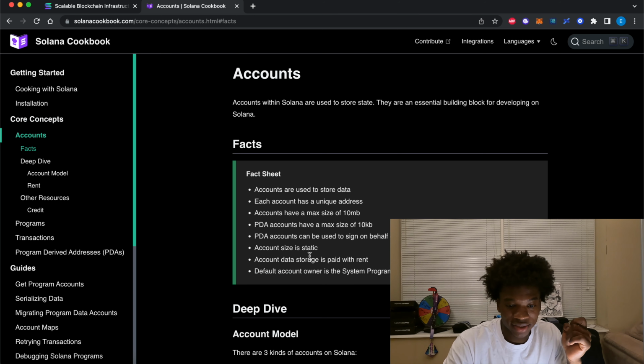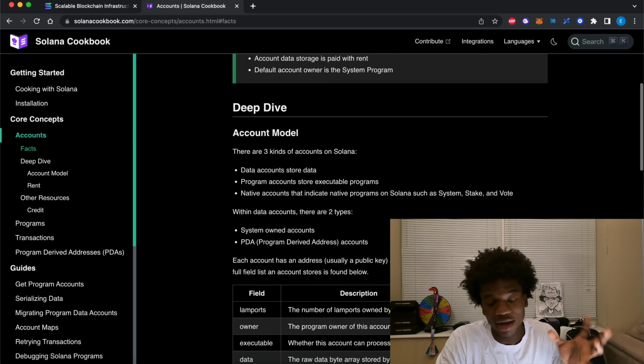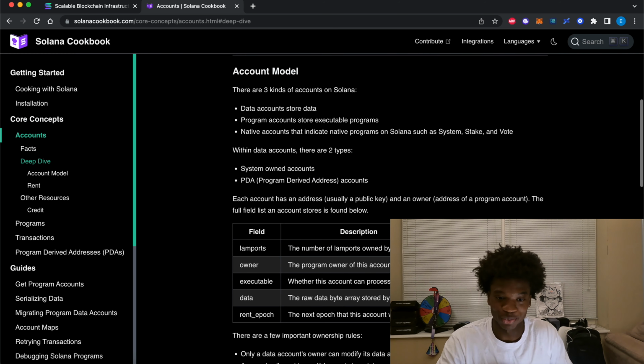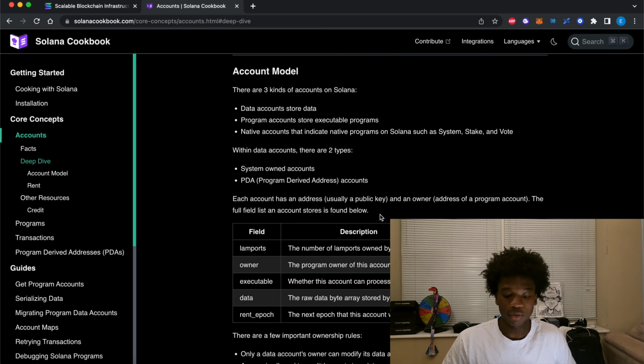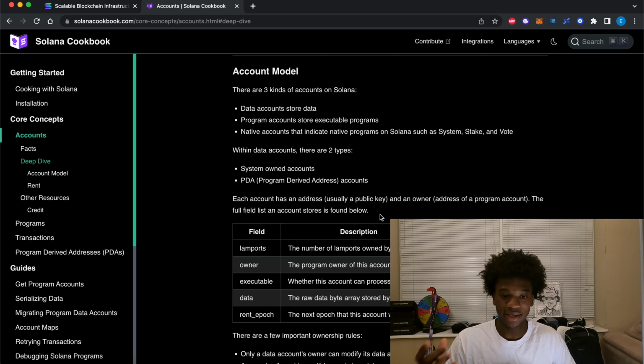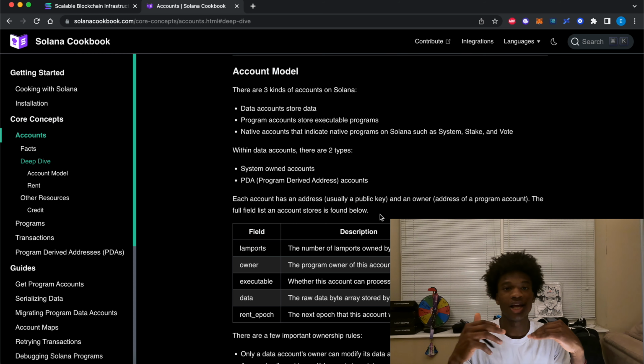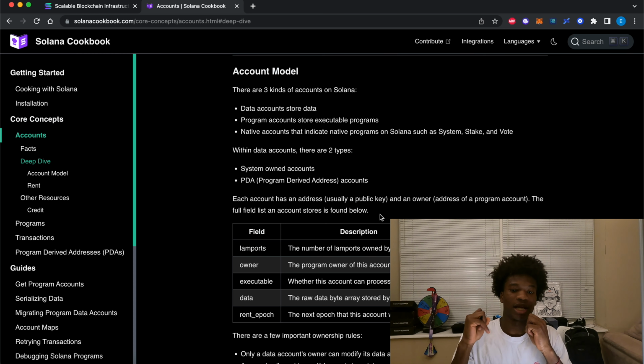So let's take a closer look and unwind all of those facts that we just read. Data accounts store data. This is very straightforward and simple. Data accounts are storing data. Program accounts store executable programs. So data accounts are just readable information. Program accounts are actually executing on a command.